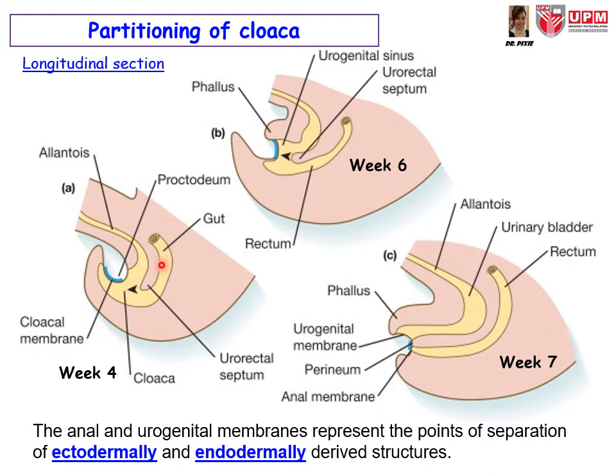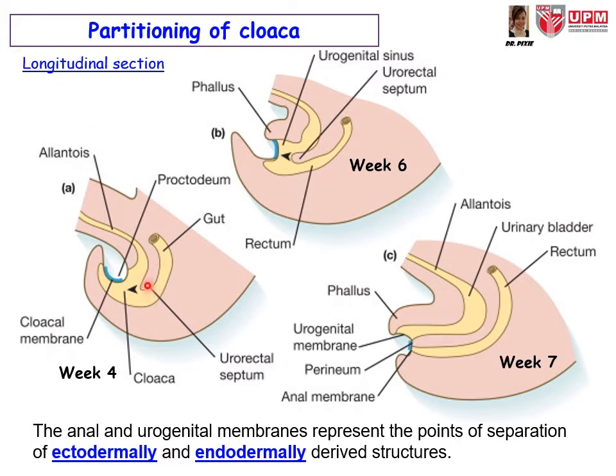Here is another series of diagrams to show the partitioning of the cloaca by the urorectal septum. We are showing here the week 4 embryo, week 6 and week 7. What I want you to focus on is the blue region, which is the cloacal membrane. It is a bilayer membrane formed by two germ layers, inner endoderm and outer ectoderm. And this is the proctodeum, in which there is an invagination of the surface ectoderm into the anal canal.